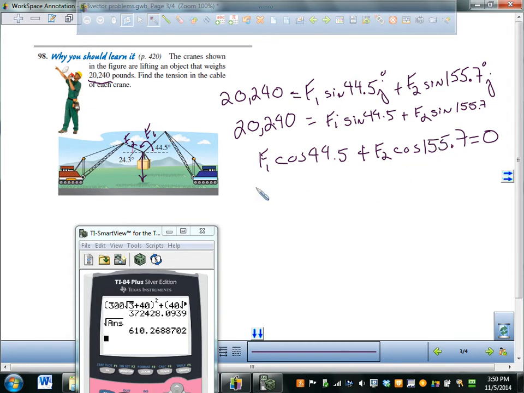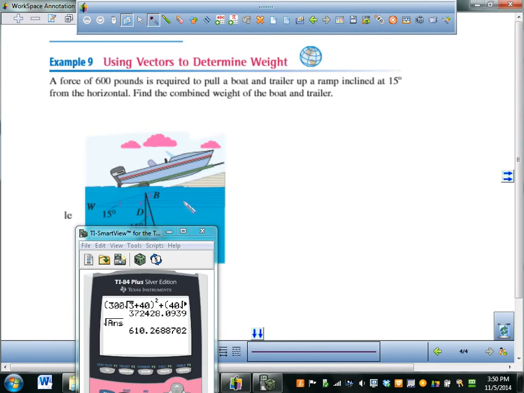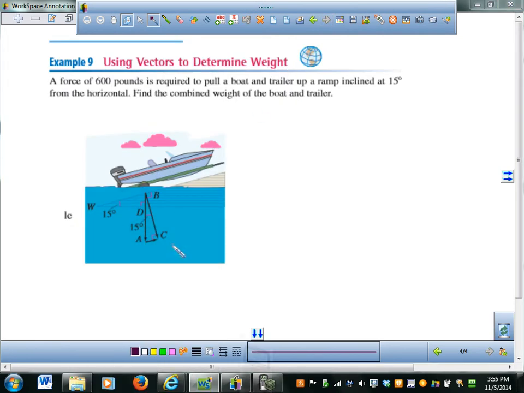So now what you do is you solve for either force 1 or force 2, and you plug it into this equation, and you solve for force 1 and you solve for force 2. Okay, and I'll let you try to do that for home, but that's the basic way you set that one up.